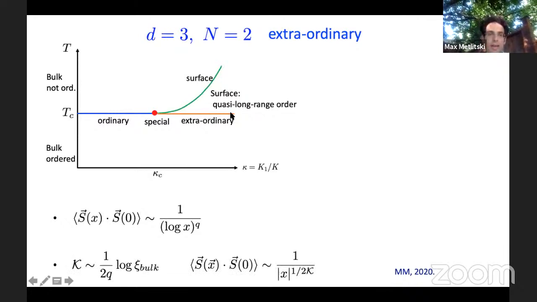Another property of this extraordinary transition is that if you approach it from this region here with quasi-long-range order, as we already said, the two-point function of the spins on the boundary falls off in a power law manner, and it's a variable exponent. But this Lagrangian parameter kappa diverges logarithmically as we approach the extraordinary line, right? So this power in the power law actually goes to 0 as you approach the extraordinary line. So I term this the extraordinary log universality class to distinguish.